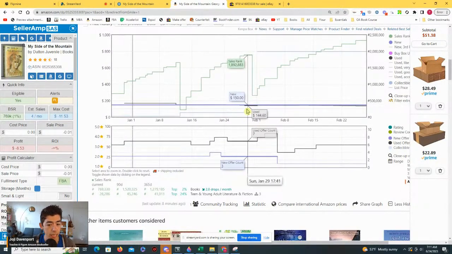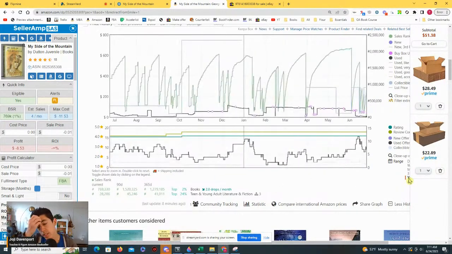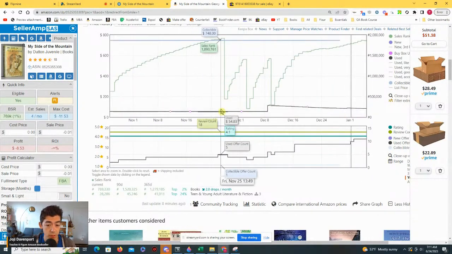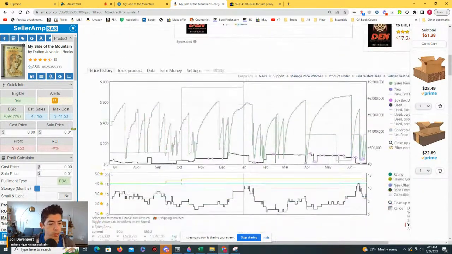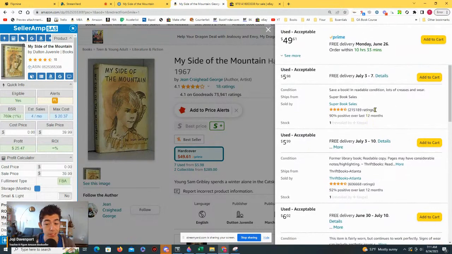Back here, it looks like it has sold upwards of 140. That would have been back in 2017. So this book definitely can ebb and flow with offer count. But again, there are sales rank drops upwards of 50. So this is something that I'd probably try to sell for like $39.99. And you can pick up a copy for as low as $6 with free shipping.